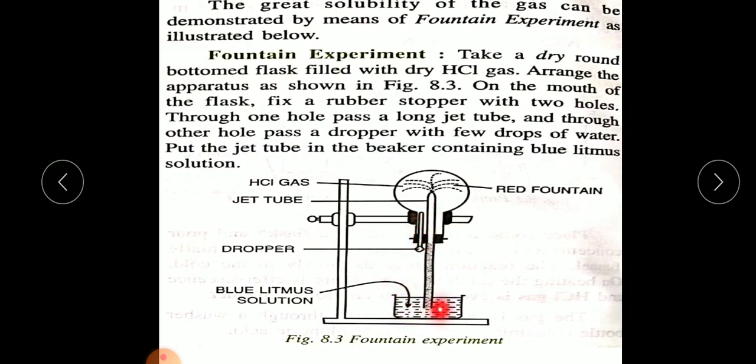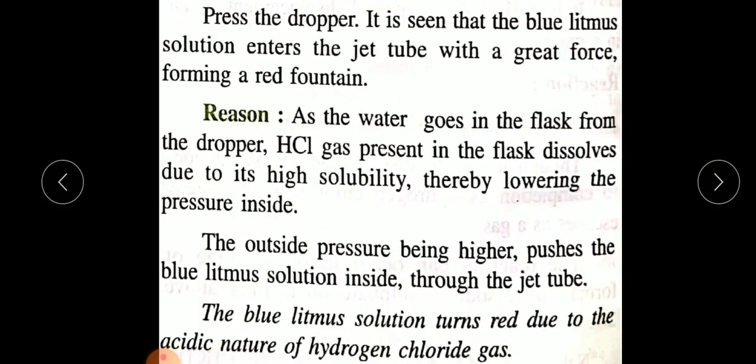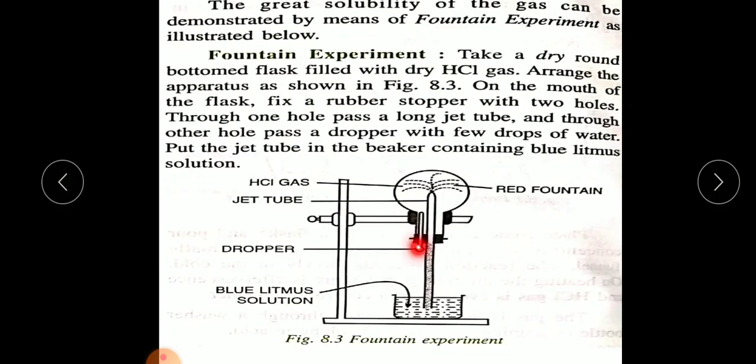Now put the jet tube in the beaker containing blue litmus solution. Press the dropper. It is seen that the blue litmus solution enters the jet tube with great force, forming a red fountain. So you'll observe that when you press this, there will be the appearance of a red fountain.